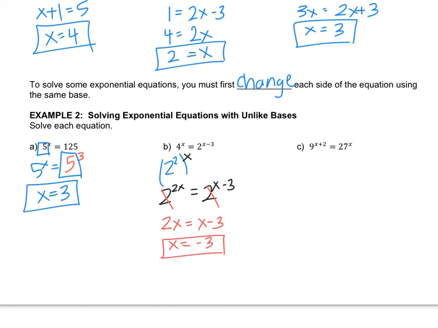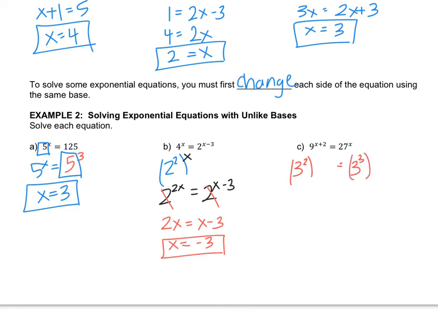Letter C is a little more complex because I can't make the 27 turn into a power of 9, because 9 to no friendly power is 27 and vice versa. But what you can think about is 9 and 27 are both powers of 3. So we're going to think of our powers. 9 is 3 squared, and 27 is 3 to the third. So we're going to practice with our powers.